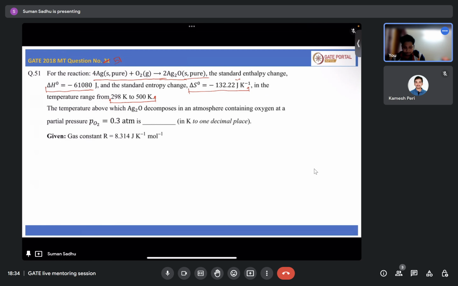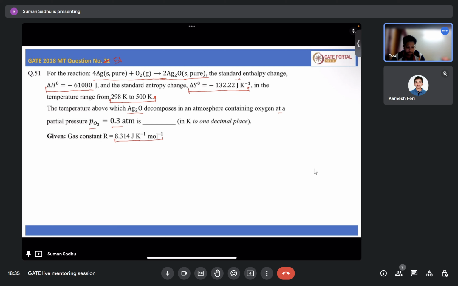Okay. Now, it is asked: the temperature above which Ag2O decomposes in an atmosphere containing oxygen at a partial pressure of 0.3 atmosphere is. So, it is asking you the temperature at which or above which it will decompose in an atmosphere where oxygen partial pressure is 0.3 atmosphere, and the universal gas constant is also given to you.